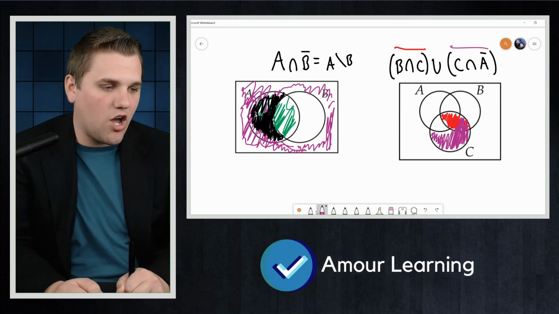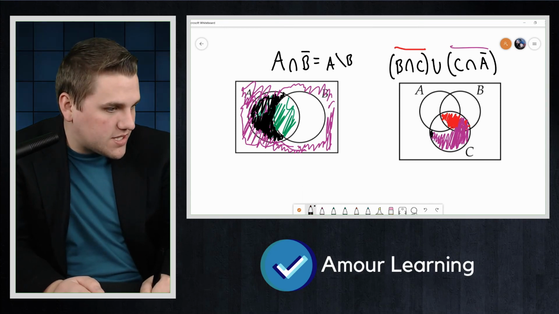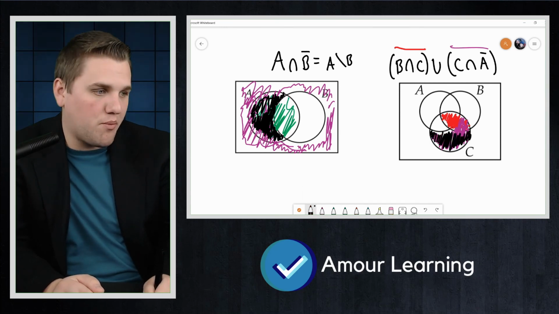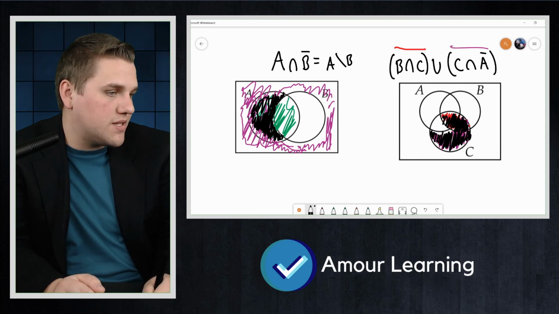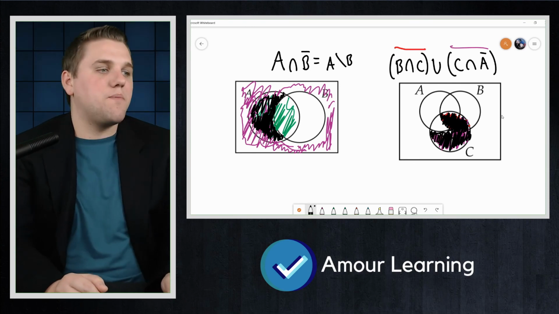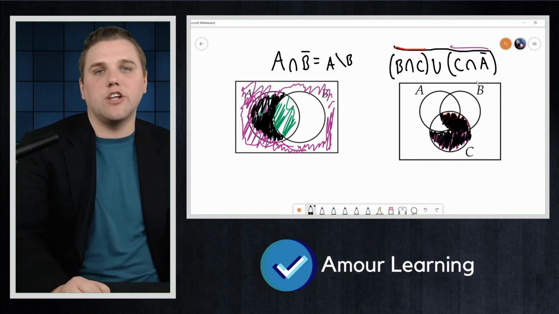And then we're taking the union of these two regions, meaning we're going to combine these two regions. We're going to take all the elements that are in either set. So all of these elements, which is just purple, all the elements that are both purple and red, and all the elements that are just red. So that would be that region right here. This whole thing can be represented by that black region right there.